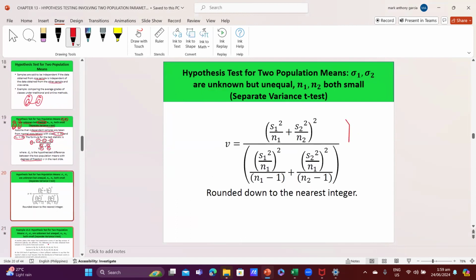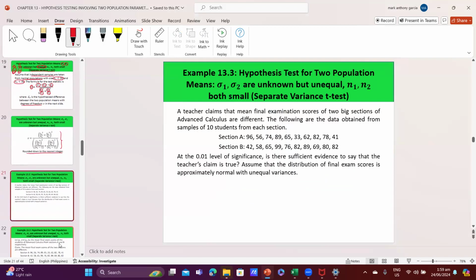So this is the formula for the degrees of freedom, which is rounded down to the nearest integer. As you can see, the formula for the degrees of freedom is not that simple. So we shall use PHStat only to illustrate this particular case. So to give us an illustration, let us consider this example.